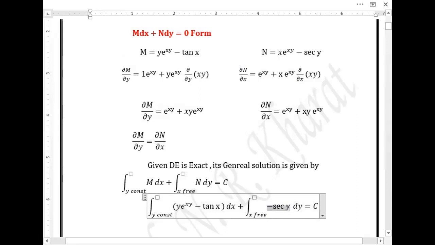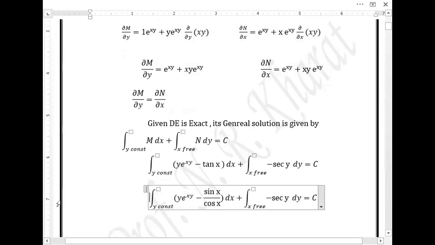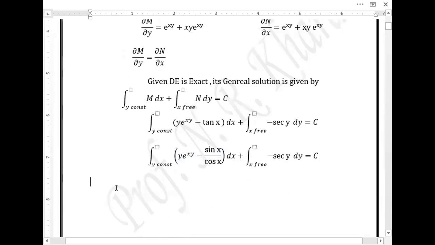So we have to find the integration of your sec y with respect to y only. After taking the integration with respect to x, the y is constant. So y remains constant. Integration of your e raised to xy is e raised to xy divided by y. Before taking integration, we make the simplified form of your tan x. The tan x is nothing but your sin x upon cos x. We are representing tan x as sin x upon cos x.